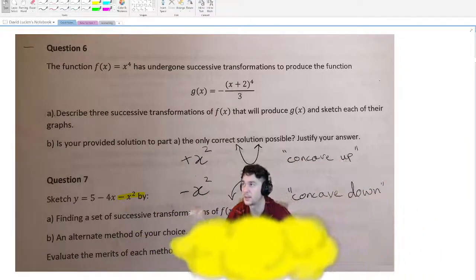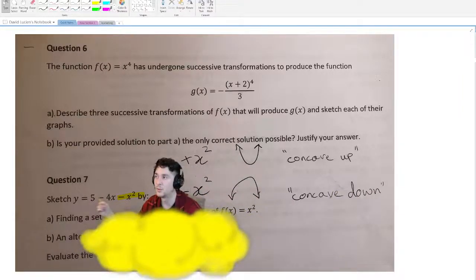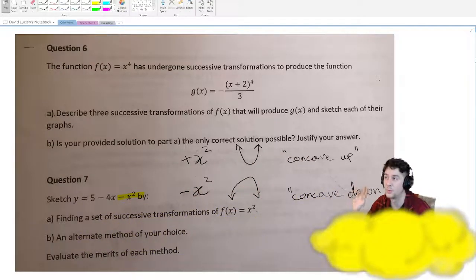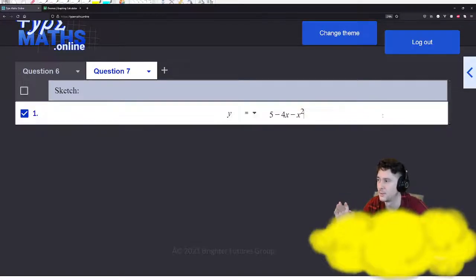All right, what else is going to be done to it? Well, it's going to be shifted. This 5 means there's some vertical shift going on, and this negative 4x here probably means there's some kind of side-to-side action happening. Now, there are a couple things we can do. We can factorize it, which will tell us the x-intercepts. But what I'm actually going to do is complete the square first. And completing the square is going to allow us to really easily see what transformations side to side and up to down have been done.